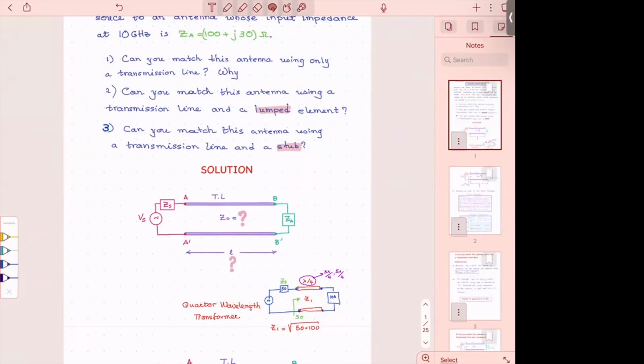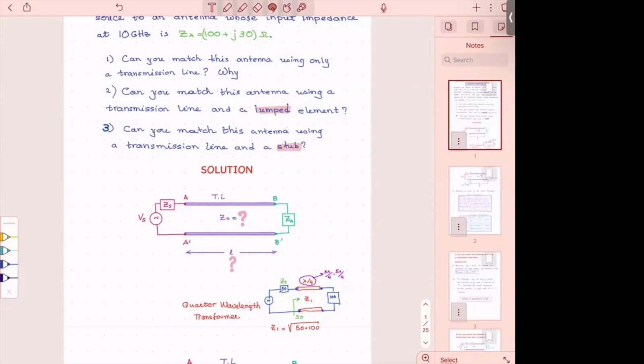However, it works only at the point where you have achieved a real load, or a real impedance, at the end of this. We don't have that here. Therefore, we say no to this. So we go to the next group where, in addition to a transmission line, we're going to use something else. So there are two possibilities.